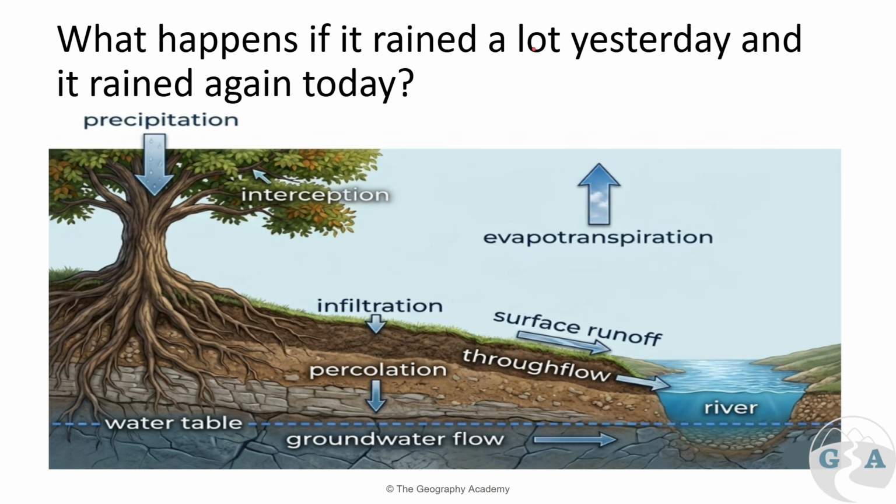What happens if it rained a lot yesterday and it rained again today? So, what we might see is that the soil has gone past its field capacity. It may be oversaturated. The percolation rates might be working at its maximum, but the level of the water in the soil might be too high. Therefore, we might see a reduced infiltration or no infiltration rate at that stage. And in the drainage basin, it would be quicker to lead to surface runoff and an increase in channel storage.